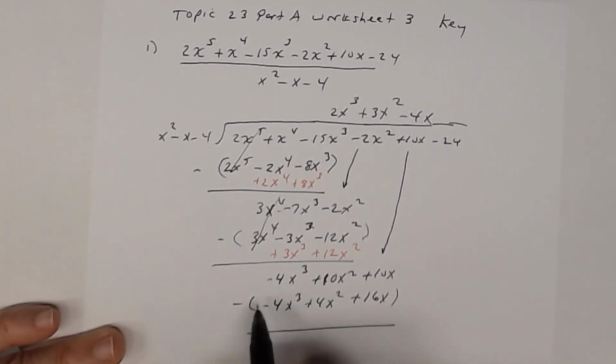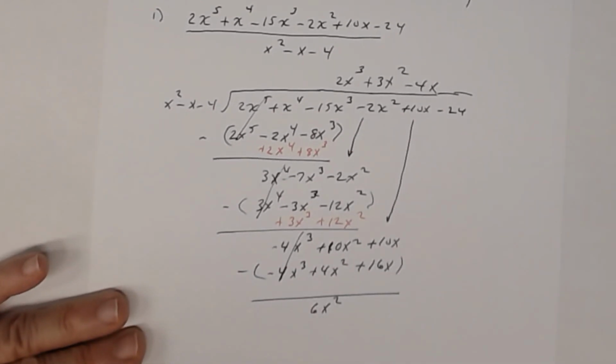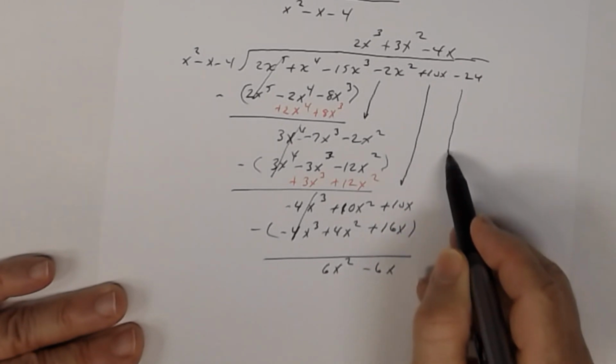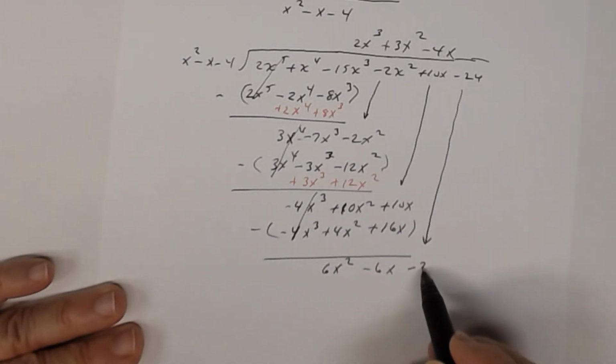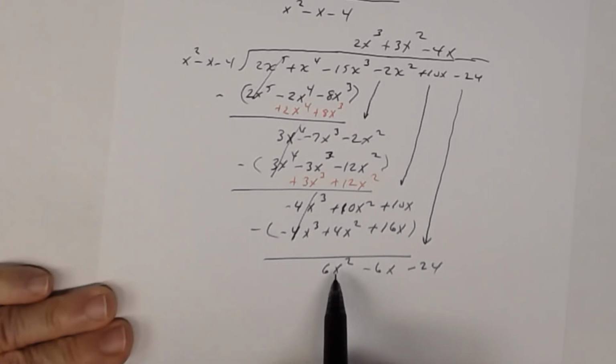Negative 4x cubed subtract itself is 0. 10x squared subtract 4x squared is 6x squared. 10x subtract 16x is a negative 6x. And then you bring down the next term. Notice the degree here is 2. The degree here is 2. You continue on. You stop when the degree is less.